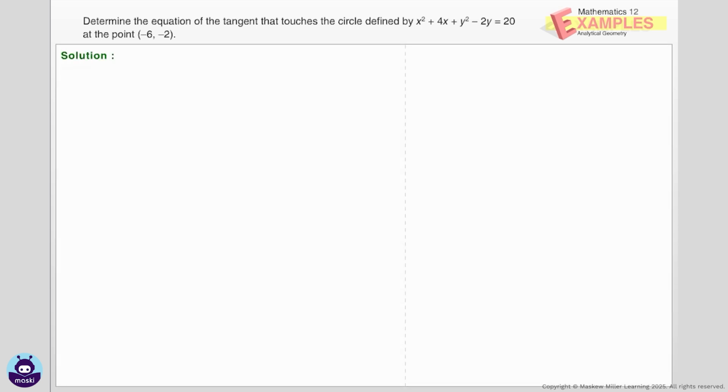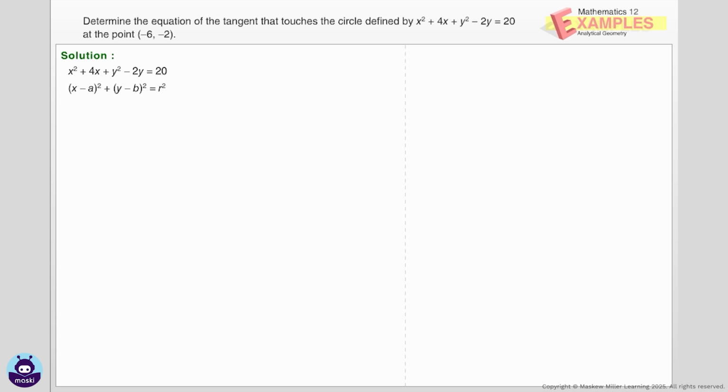Determine the equation of the tangent that touches the circle defined by x squared plus 4x plus y squared minus 2y equals 20 at the point (-6, -2). Solution. We have been given the equation of the circle. We need to write this given equation in the form (x minus a) squared plus (y minus b) squared equals r squared.